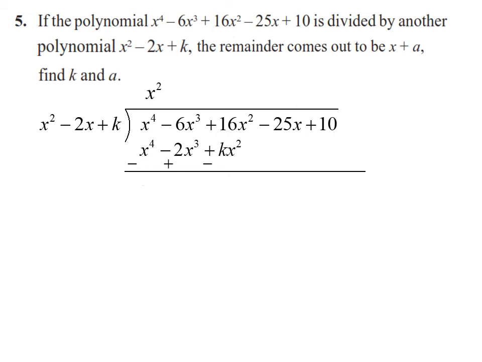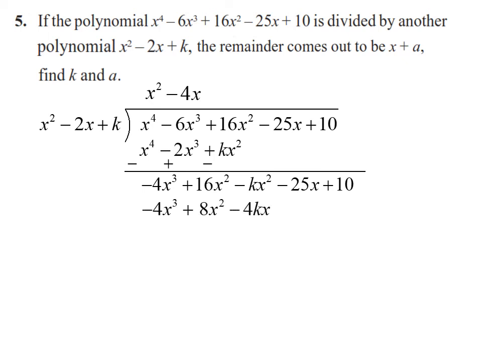So my remainder will become minus 4x cube plus 16x square minus kx square minus 25x and plus 10, which will be my carry forward. Now the next number which we have to multiply is minus 4x. So what will I get? It is minus 4x cube plus 8x square minus 4kx.